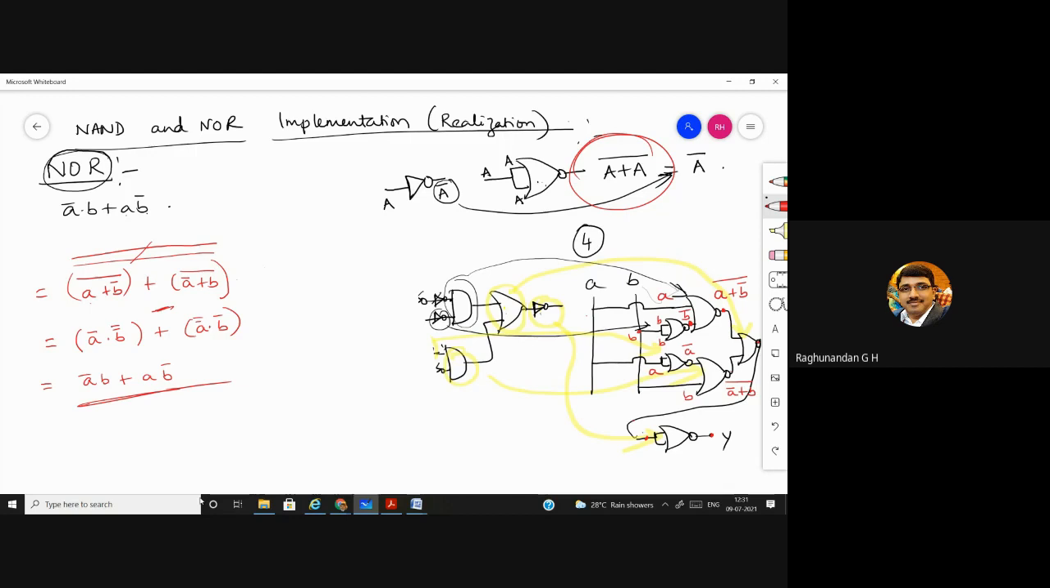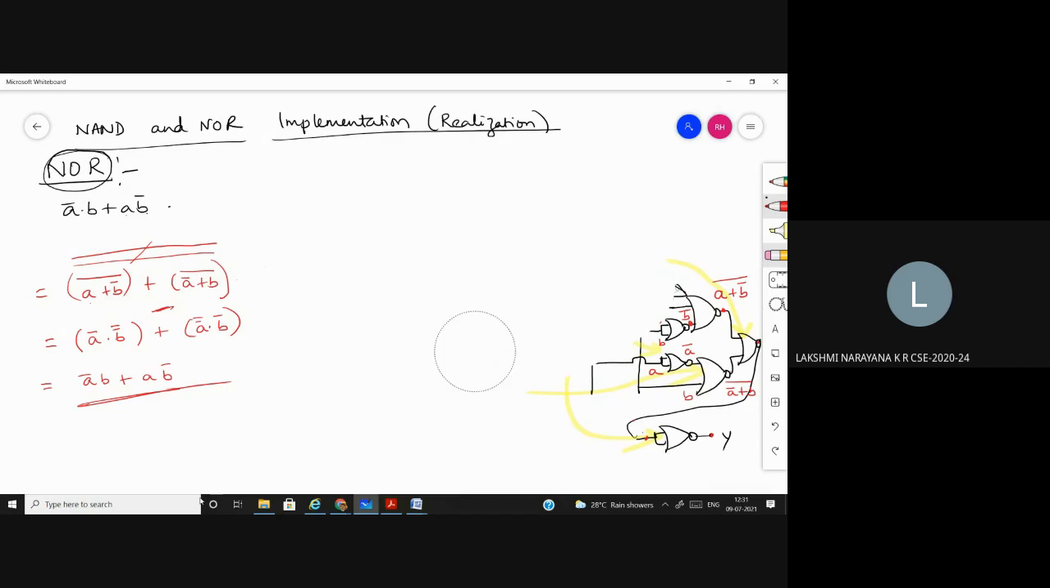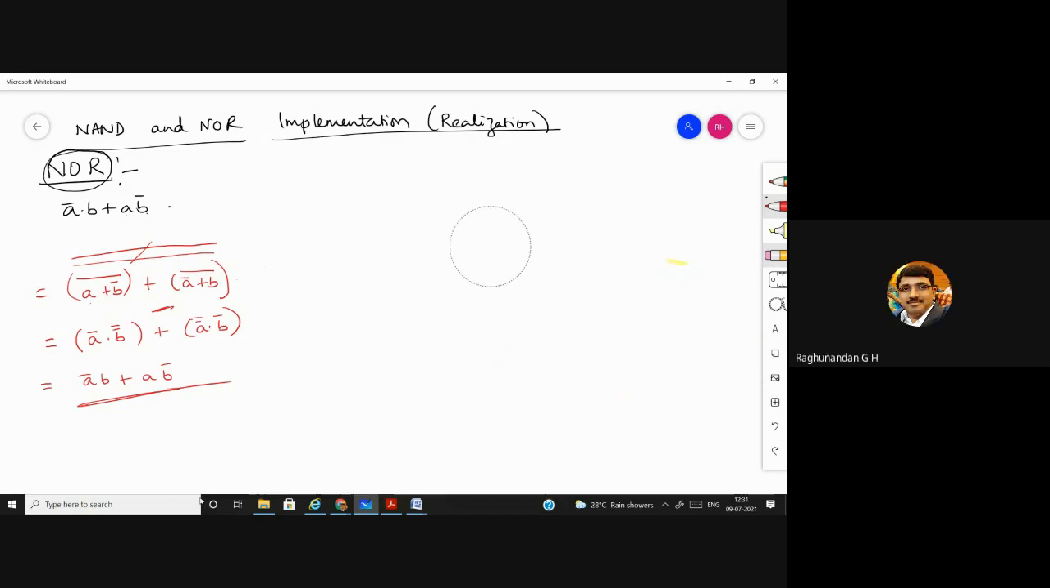Has anybody not understood anything, please tell me. If you have not understood anything, no problem, tell me. I'll repeat. Sir, can you repeat step 2, sir? Like for NAND realization and NOR realization. Okay. Where to put the NOT gate? Yeah. I'll repeat.